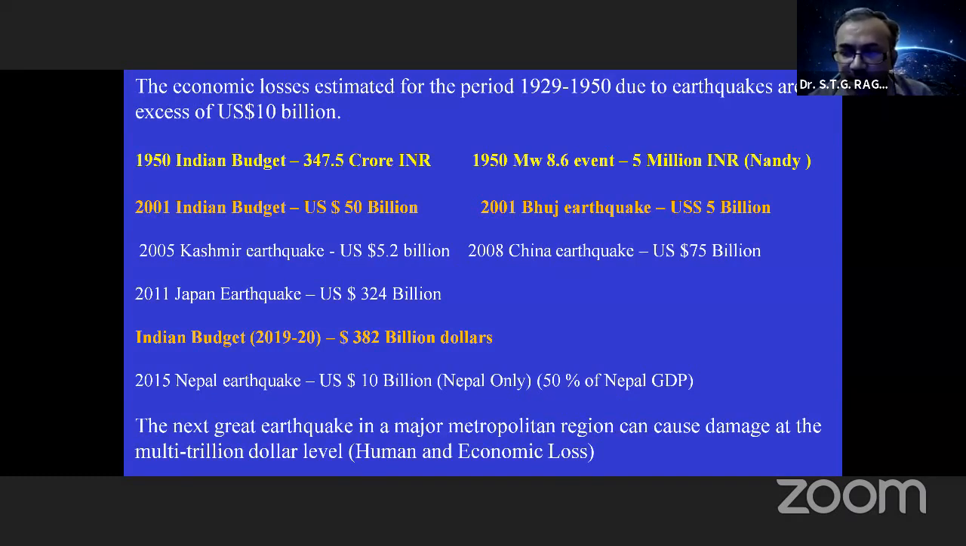So these earthquakes have slowly been growing the economic loss, and more or less they are challenging our budget level itself. If you see the 2015 Nepal earthquake of magnitude 7.8, the economic loss was something around $10 billion in Nepal alone. Almost 50% of Nepal's GDP was consumed by this earthquake itself. They say that Nepal has become poorer by 50%. So earthquakes mean not only human loss, the economic losses are also going to be very high whenever there is an earthquake.